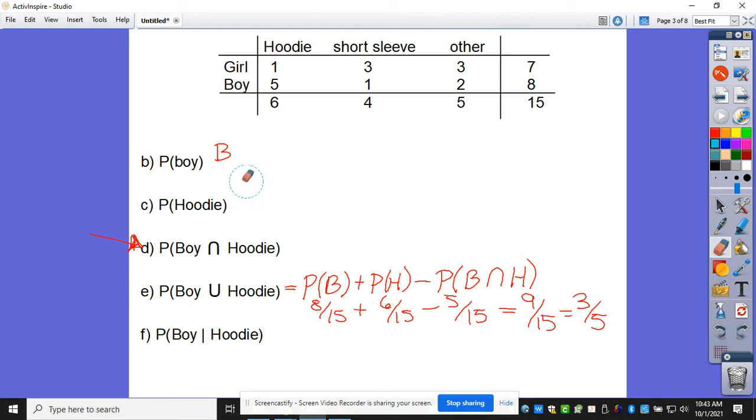Okay. And then this last one is what kind of problem? A given, or what's the other thing we call it? Conditional and given are the same thing. That's another conversation I heard yesterday.